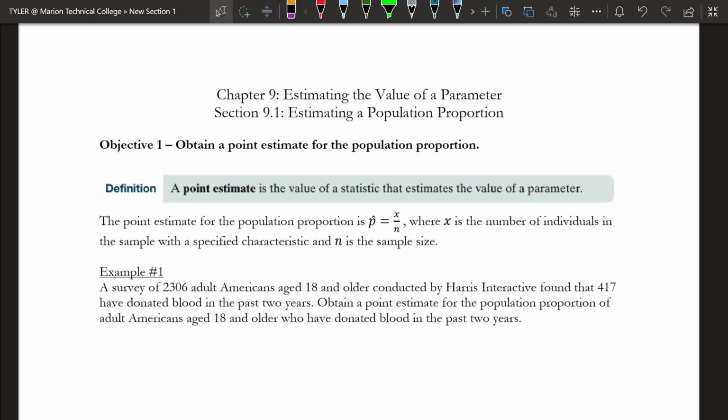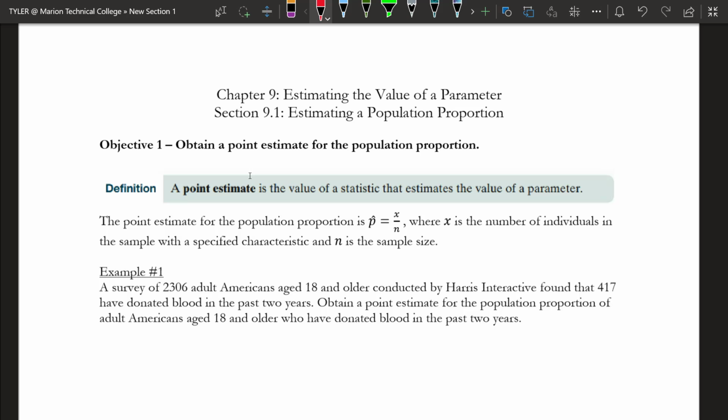Hi, so this video will cover section 9.1, which is titled Estimating a Population Proportion. This starts a new chapter, chapter 9, which is estimating the value of a parameter. So I want to recall a few things.